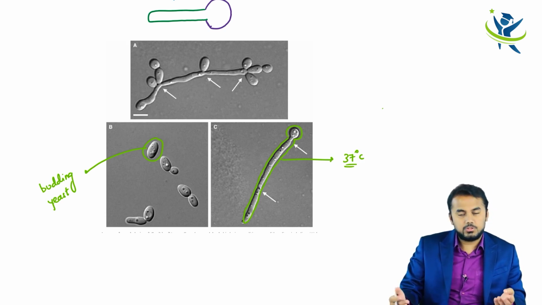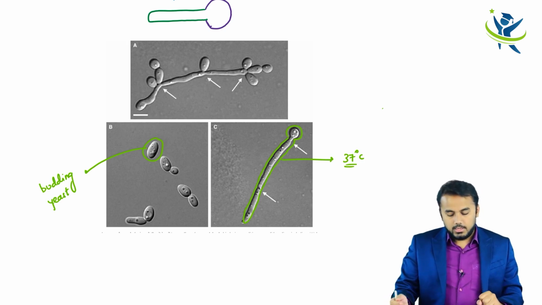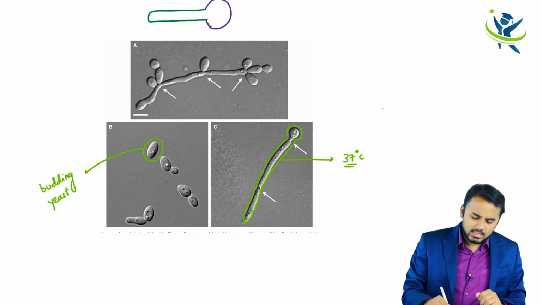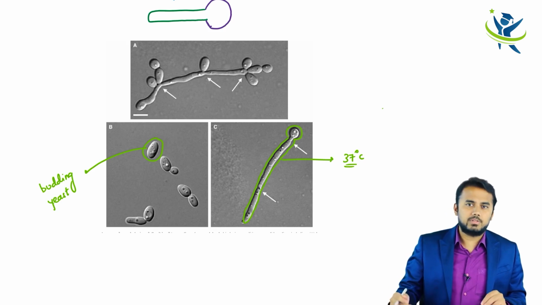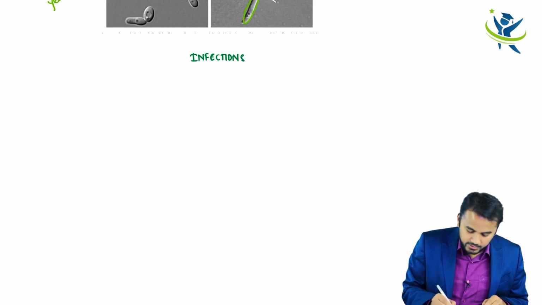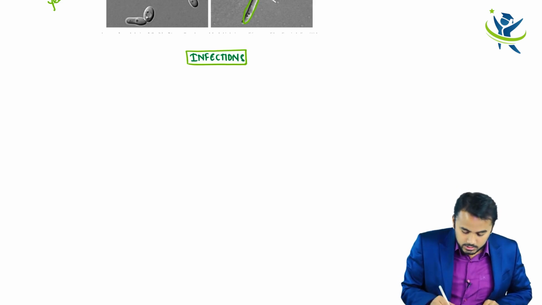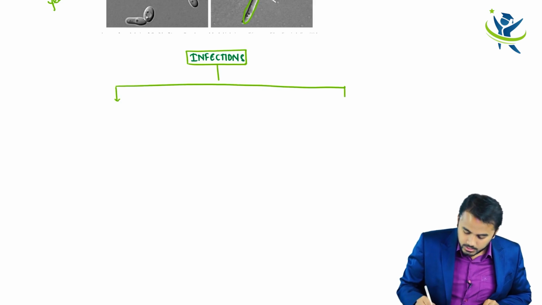So this is the basic picture which you can see in case of Candida albicans, right? Now there is nothing much to discuss about this, but the important thing is, what are the different types of diseases it is going to cause. So if you look at the infections that are caused by this, I am dividing these infections into two types. What are these two groups of infections?